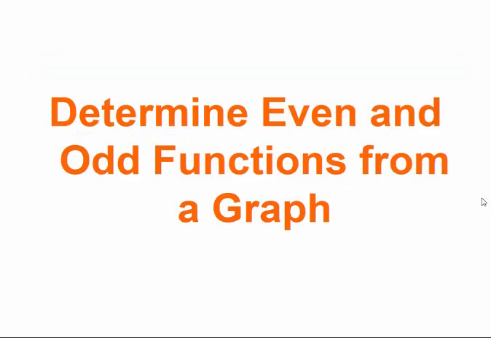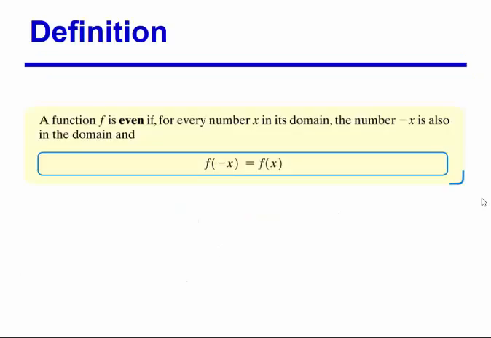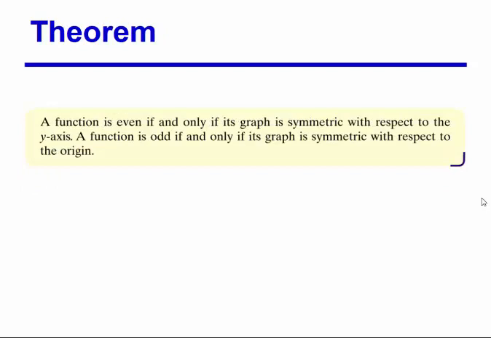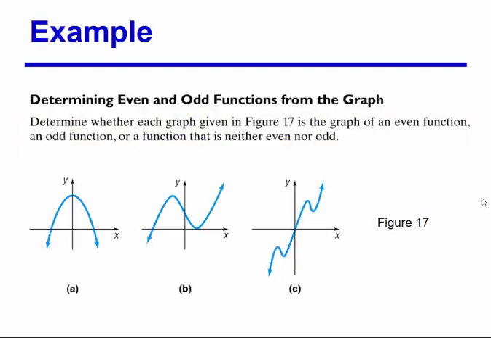So we're going to determine even and odd functions from a graph. A function f is even if for every number x in its domain, the number negative x is also in its domain. In other words, f of negative x is equal to f of x. A function f is odd if for every number x in its domain, the number negative x is also in the domain. So f of negative x is equal to negative f of x. A function is even if and only if its graph is symmetric with respect to the y-axis. A function is odd if and only if its graph is symmetric with respect to the origin.